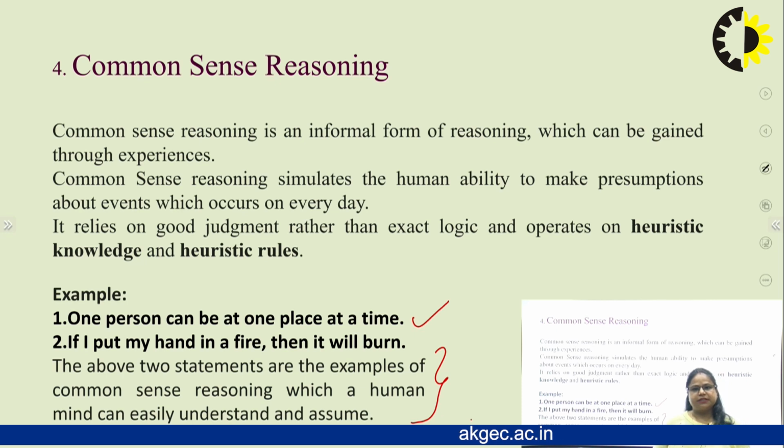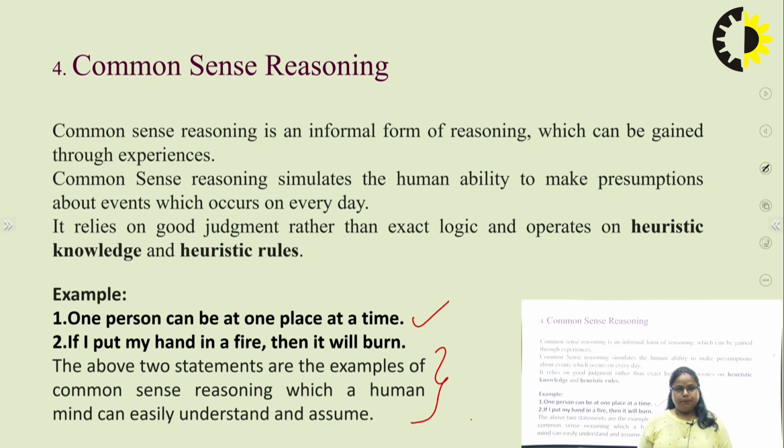For example, generally we say to a kid, don't run fast, otherwise you will fall down. Right? He or she may or may not fall down, but we make an assumption that if you run fast, maybe you will fall down. Similarly, here we make an assumption that if I put my hand into the fire, then it will burn. This is called common sense reasoning.